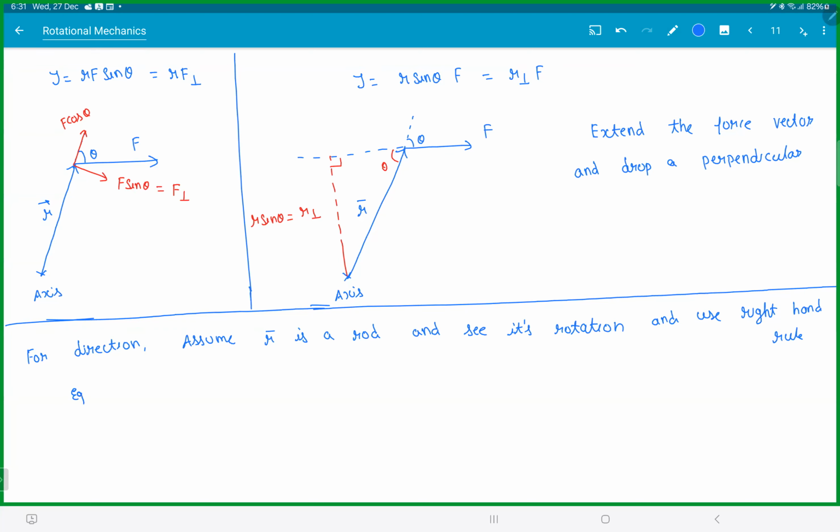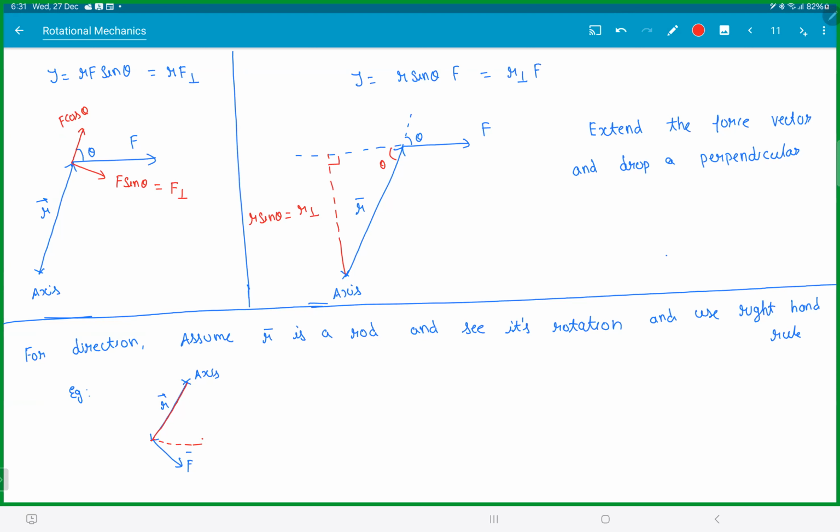Example. Let's say this is your R bar, listen carefully, and this is the F bar. So this is your axis. Simple logic. If this R bar was a rod and this was the force, tell me one thing: which way will it go, right or left? Clockwise, anti-clockwise? If you apply force this way, will it go to the right side or the left side?